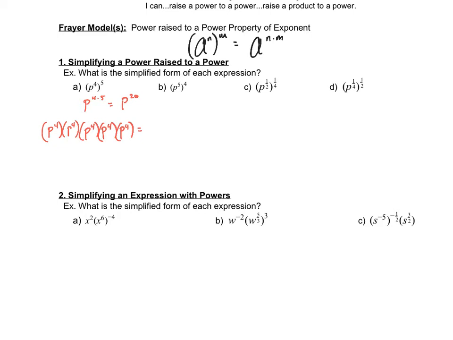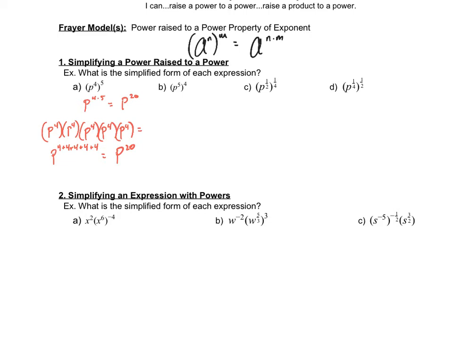Now, when multiplying like bases, well, I have like bases. Those are all p, and when multiplying like bases, I add the exponents. So that would be p to the 4 plus 4 plus 4 plus 4 plus 4, which turns out to be p to the 20th. So if we did it out in the expanded form and then multiplied like bases, we would have p to the 20th. That helps prove that by multiplying the exponents when a power is raised to a power, we get the same answer. So there we have it.